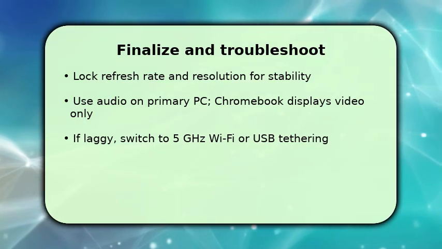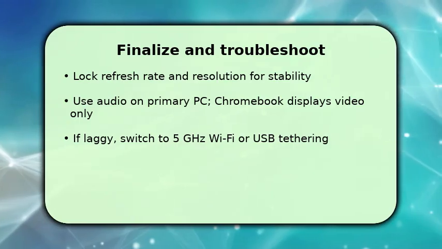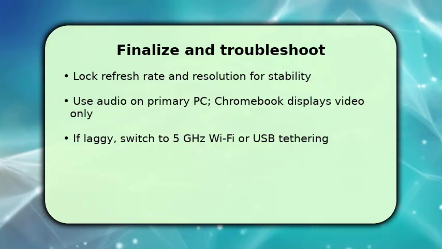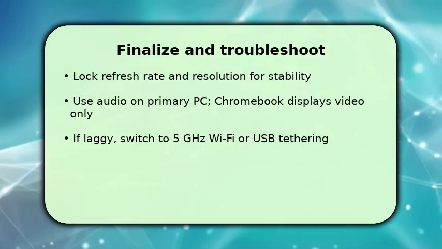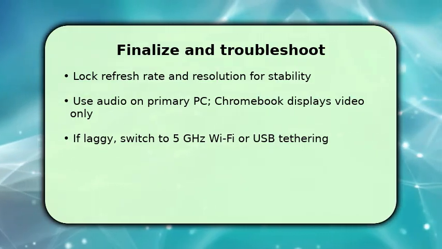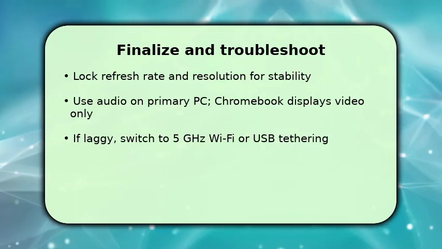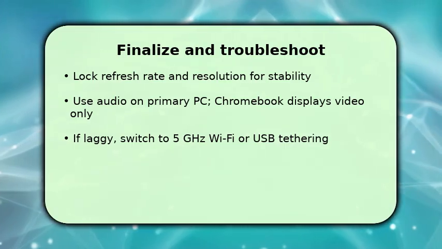If you see stutter or dropouts, first move both devices to a 5 GHz Wi-Fi band or reduce resolution. Alternatively, use USB tethering for a wired, low-latency link. If discovery fails, confirm firewall rules and that the Space Desk service is running.